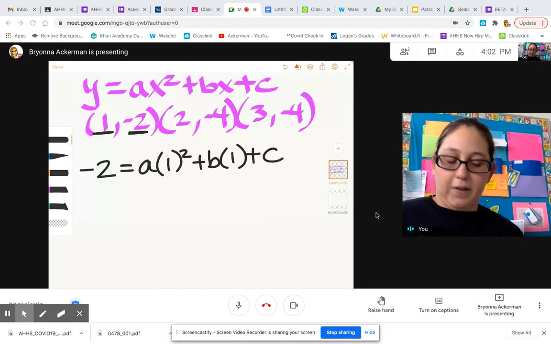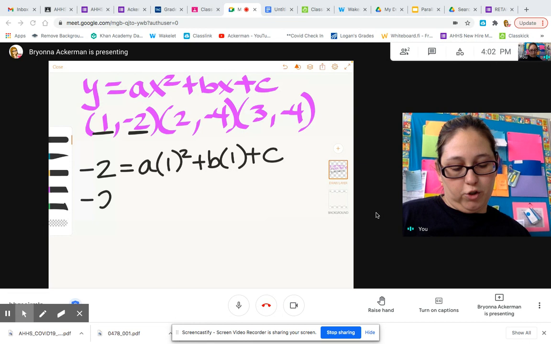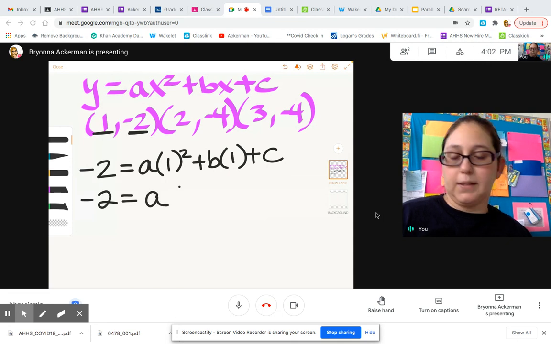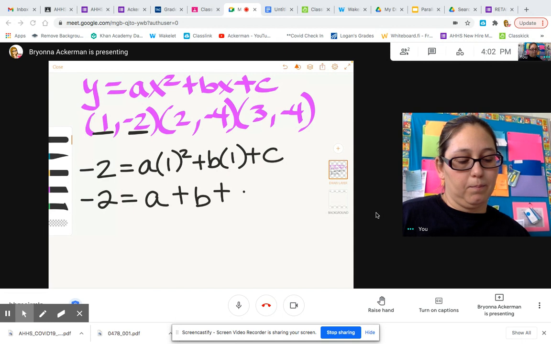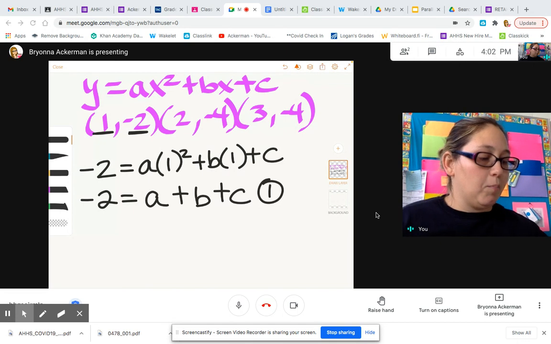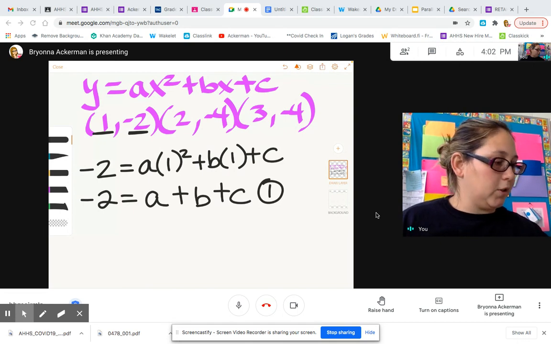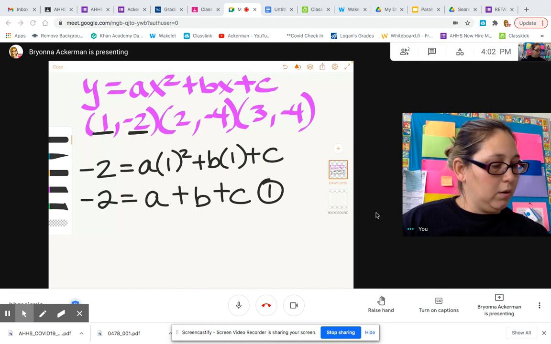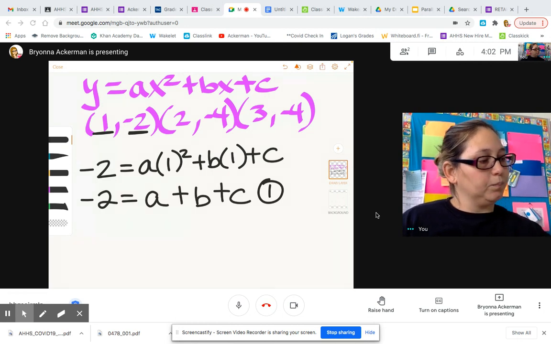If I simplify that, I get negative 2 equals 1 times 1 is 1, so it'll just be a, plus b times 1 is just b, and then plus c. We're going to call this equation number 1. I want you to save it, or you can even box it on your paper so that you know that that's number 1.